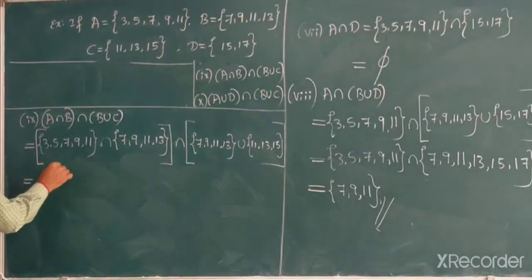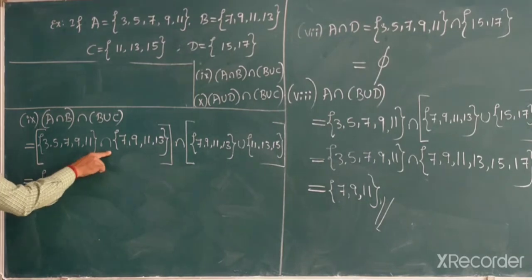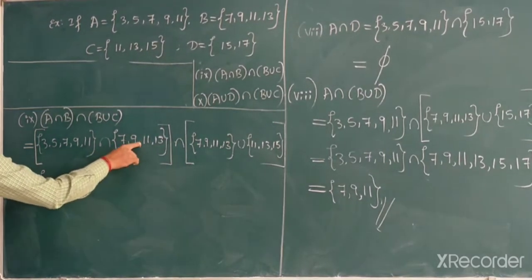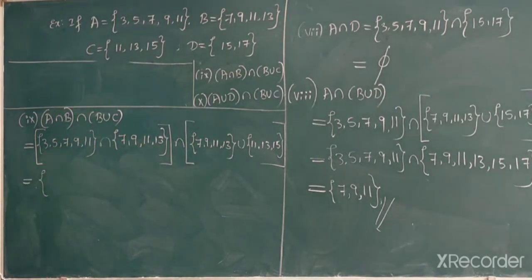What are the common elements between these? Because of intersection, you have to pick the common elements. 7 and 11 are common. Therefore, 7, 9, 11 is the common element.